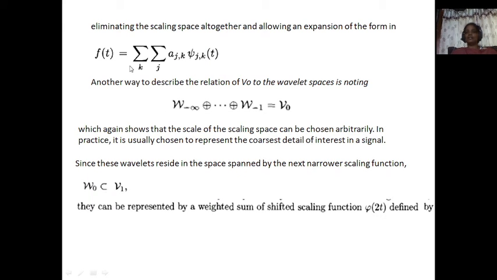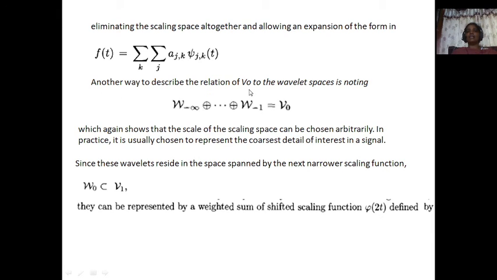Then simply by looking at the previous equation, the entire expression from minus infinite to plus infinite, or minus 10 to infinite, or minus 5 to infinite, the wavelet functions are dominating, so that we can write, eliminating the scaling space altogether, an expansion of the form. That means we are removing the scaling space. Only we are writing in terms of wavelet space. F of t equal to summation k, summation j, a jk psi jk of t.